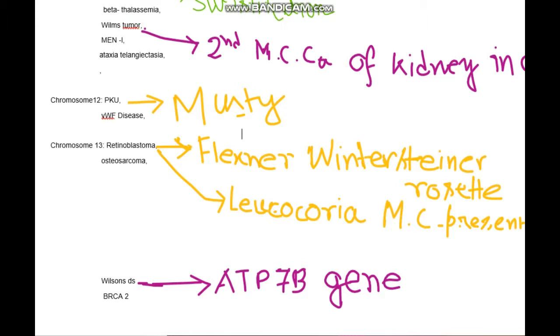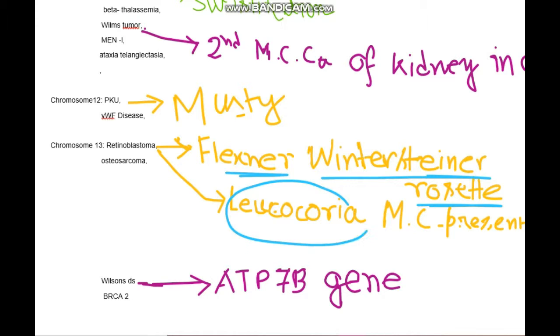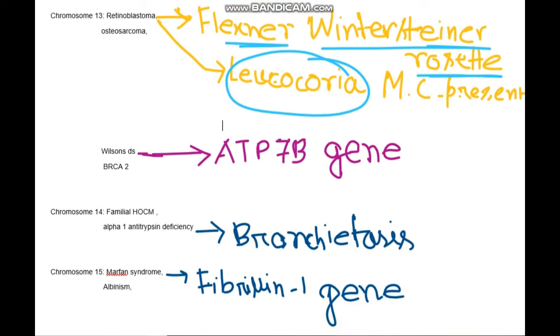So in chromosome 13 we have retinoblastoma. It's very important, the Flexner-Wintersteiner rosette. What kind of rosette? Very frequently asked in the exam. And leukocoria is the most common presentation in this type of patient. Leukocoria is what you see like a cat eye kind of thing in the patients. It's very easily identifiable. You can see this image through googling.